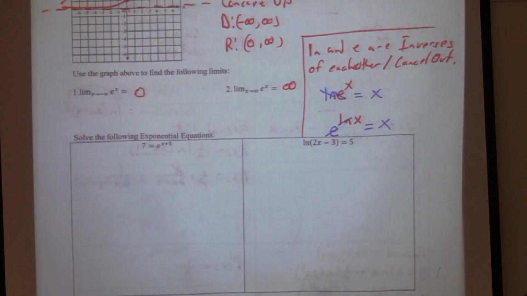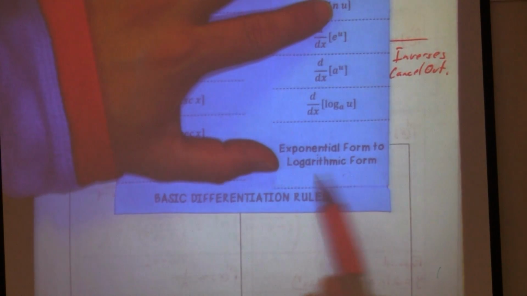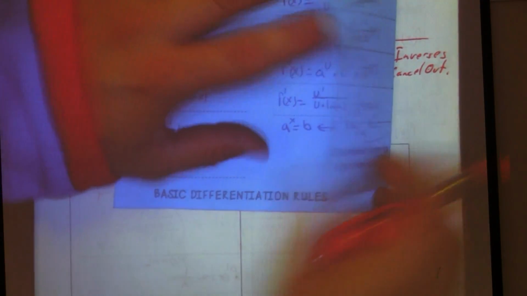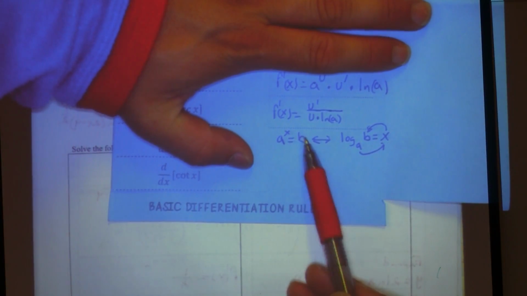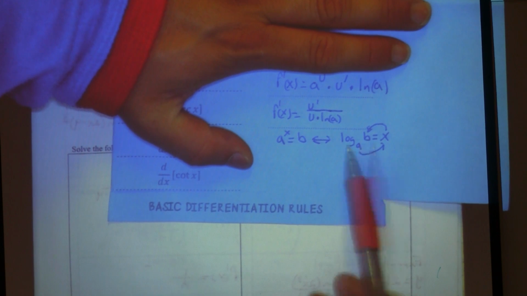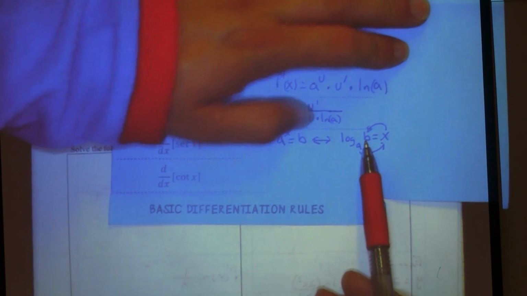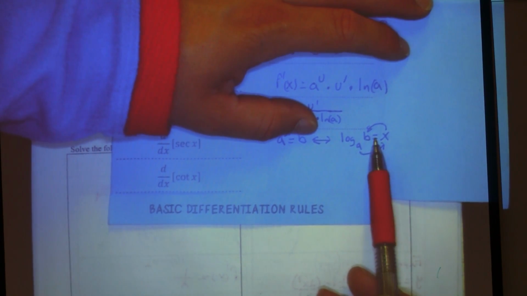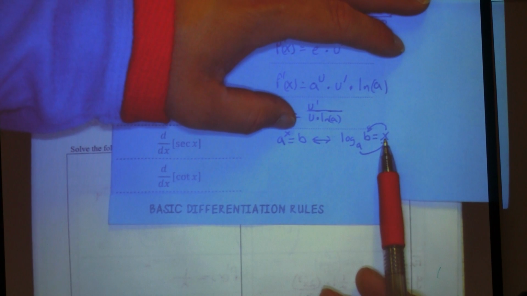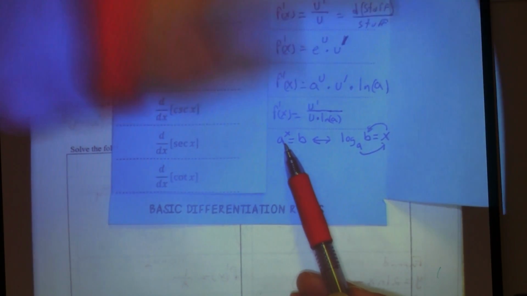And we already went over that on our foldable, right? How to go from one form to the other. You remember that? So if it's an exponential, how could I convert that to a log? You say log base a of whatever the answer was equals the exponent, right? And you also have to be able to go the other way around.